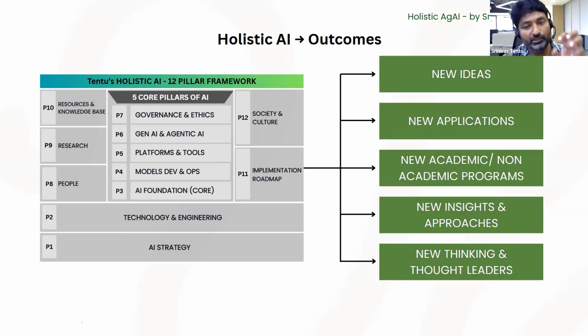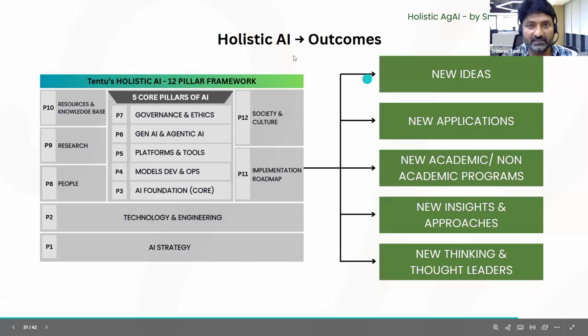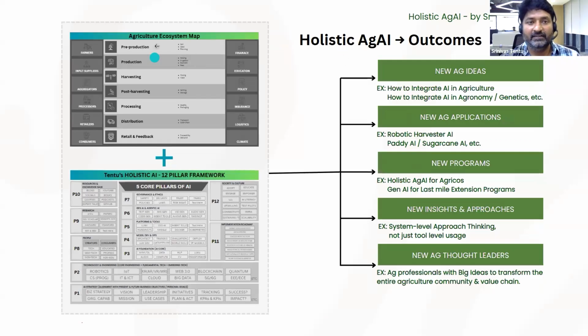We want to build new entrepreneurs, new leaders of organizations, new kinds of society leaders, new kinds of agriculture officers. This is very specific to holistic AI, but if we combine agriculture with holistic AI, we can build Ag AI. That's what I'm proposing.